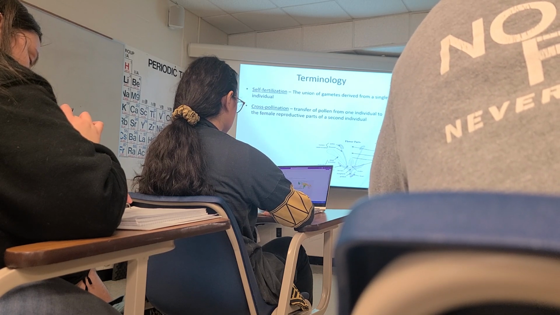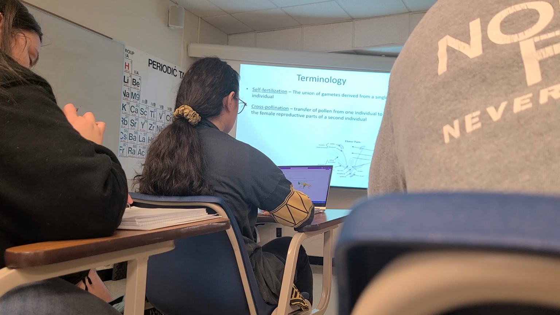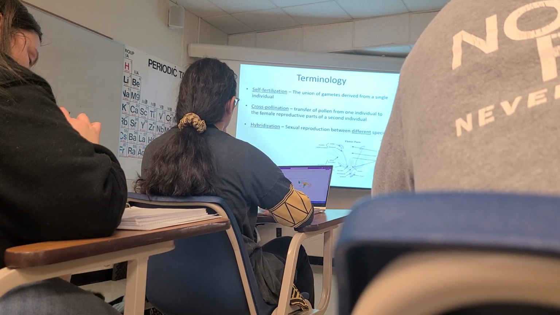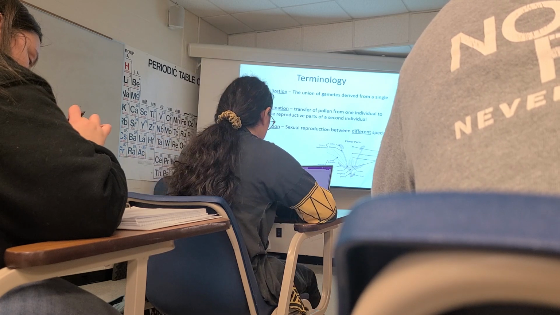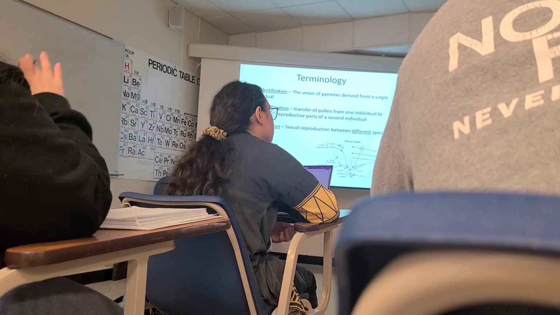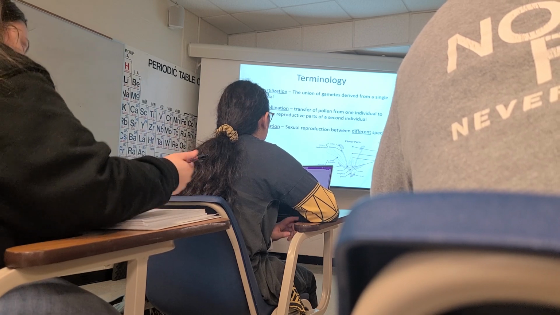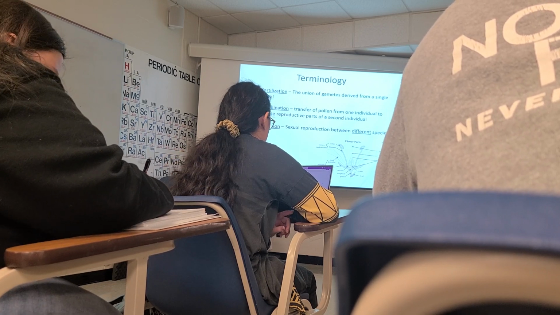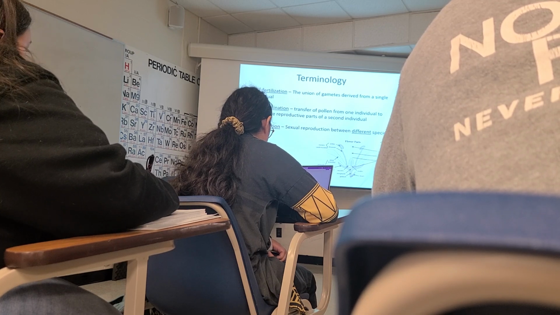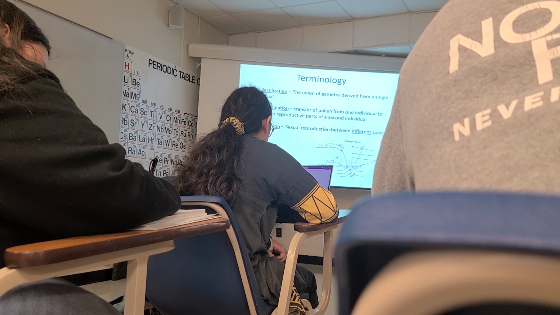Now, if you end up fertilizing an individual that's a different species, that is referred to as hybridization. Hybridization is sexual reproduction between different species. And yes, it does also happen in plants. We're actually going to talk about how that leads to a lot of complications when it comes to some of the definitions that we use for species, the fact that plants can readily hybridize oftentimes.